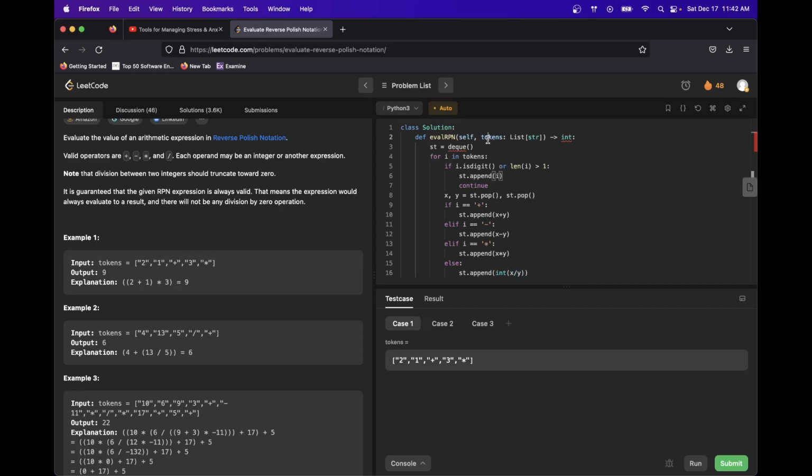We actually have to remember that tokens is a list of strings. So we don't really want to append i in each situation. We want to append int i. So this will say, hey, 3, we don't want the string 3, we want the number 3. Negative 11, we want the number negative 11. So then what'll happen now is it'll populate the stack with 2, 1, evaluate that to 3, and then multiply that by 3, evaluate that to 9.